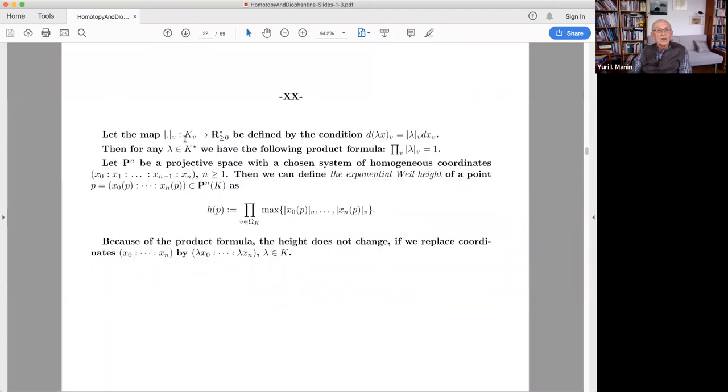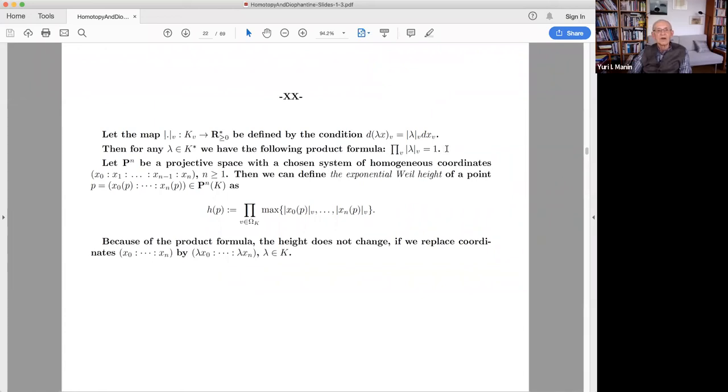And then we can define the map, a local norm from K_v to non-negative real numbers, defined by the condition that the differential of x multiplied by lambda is exactly this local norm multiplied by the differential of x. And this gives the product formula. This product equals one.